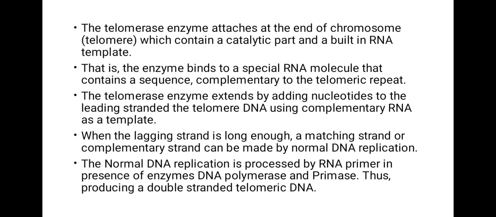The telomerase enzyme attaches at the end of the chromosome telomere, and contains a catalytic part and a built-in RNA template. The enzyme binds to a special RNA molecule that contains a sequence complementary to the telomere repeat. The telomerase enzyme extends the strand by adding nucleotides to the leading strand, using the complementary RNA as a template. When the lagging strand is long enough, a matching or complementary strand can be made by normal replication. Normal replication proceeds by an RNA primer in the presence of the enzymes DNA polymerase and primase, thus producing a double-stranded telomeric DNA.